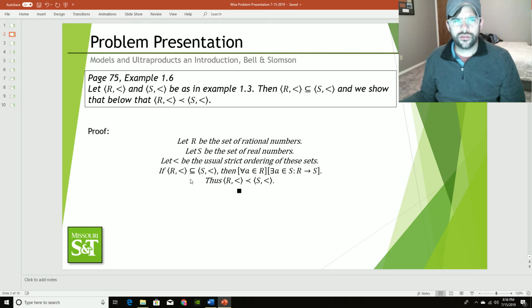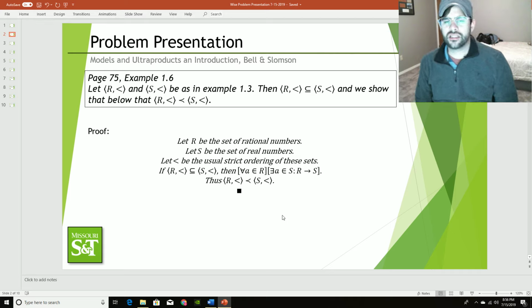So the first one is for models and ultra products, the Bell and Thompson book. This is page 75, example 1.6. The set R that we'll be talking about is the rational numbers, and the set S is the real numbers. Basically we want to show that the set R with the strict ordering operation, which is that less than symbol, as contained in the set S, is actually an elementary extension into the set S.